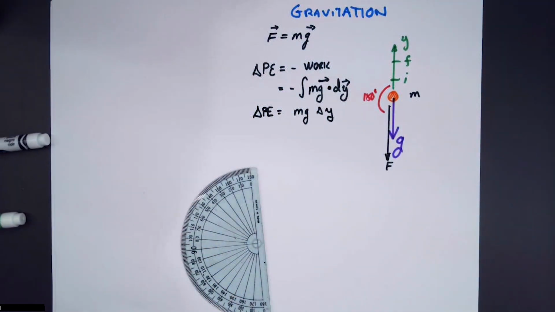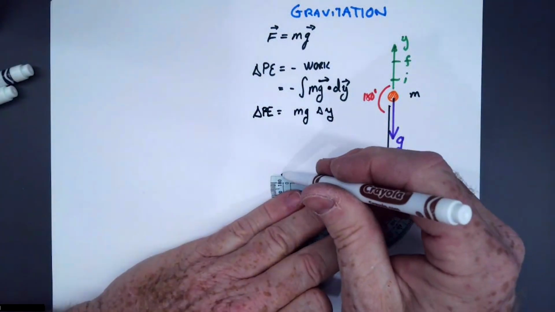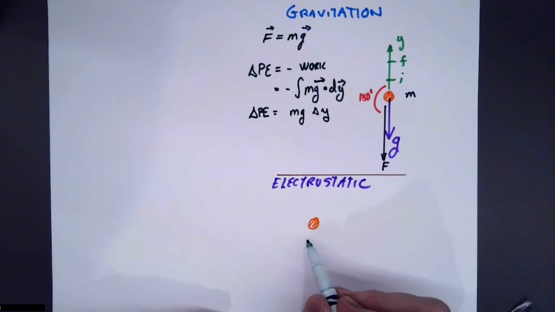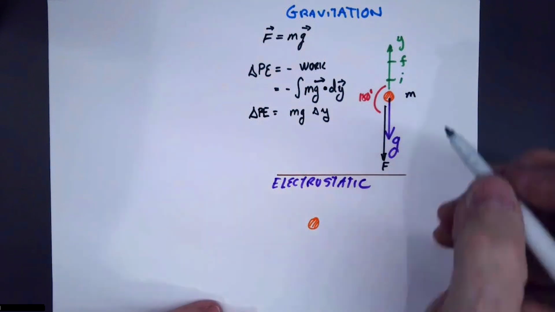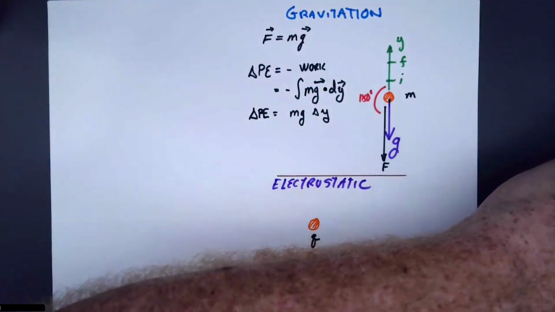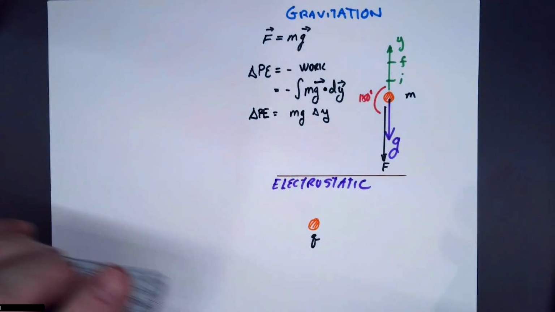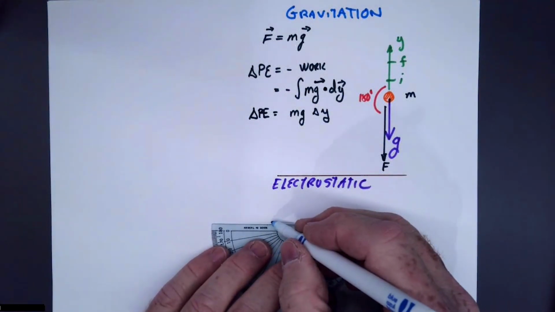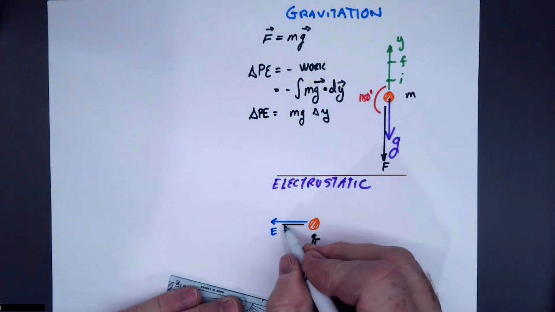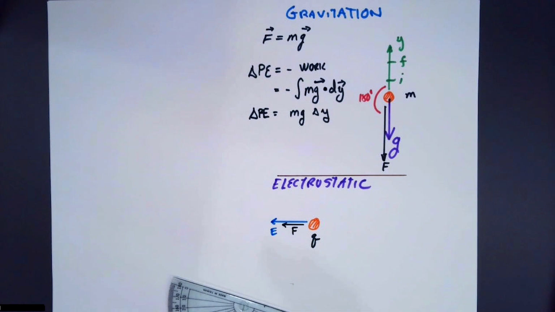Now let's go back to our electrostatic case. We have a similar picture. Instead of mass m, we have charge q, and we have our electric field. And for the moment, I'm going to pretend it's a positive charge. So force points that direction.